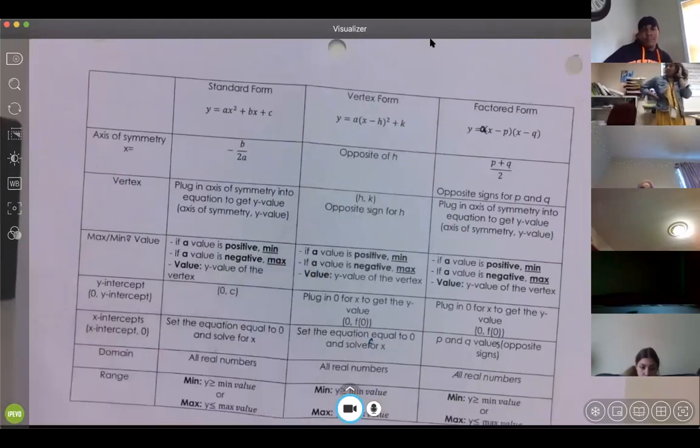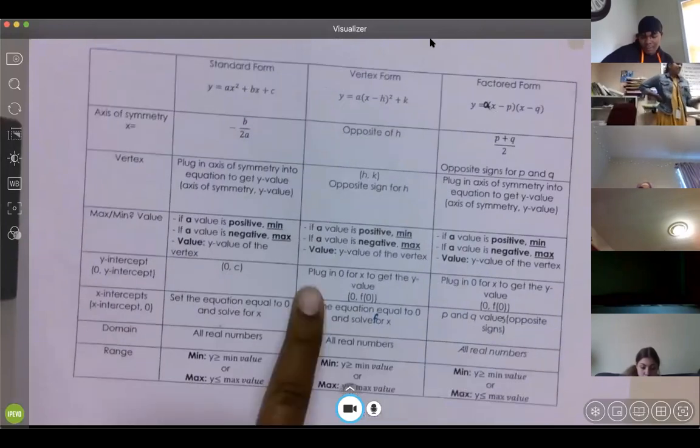To find the vertex from vertex form, it's just h comma k. So just remember that you need the opposite sign for h. That's the tricky part about that. But again, no math involved. You just have to look for your h, look for your k, and that's your vertex.